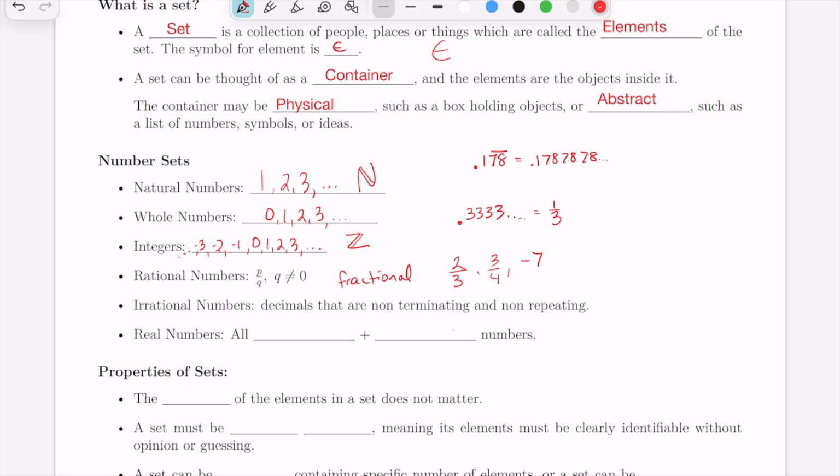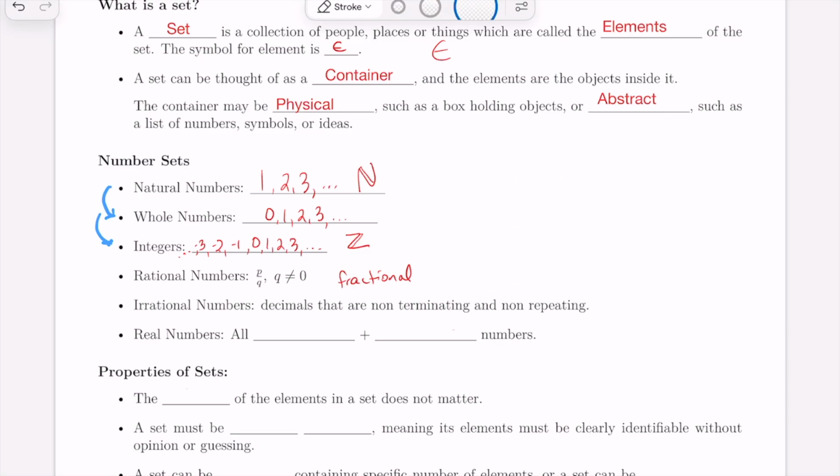I don't know if you noticed, but it kind of seemed like all of these numbers, as we went this way, were subsets of each other. The naturals were smaller than the whole numbers and completely contained. Then the whole numbers were completely contained in the integers, and the integers are contained in the rationals. And yes, that is true. So if you noticed that, that's great.